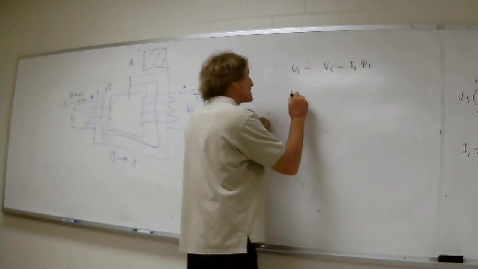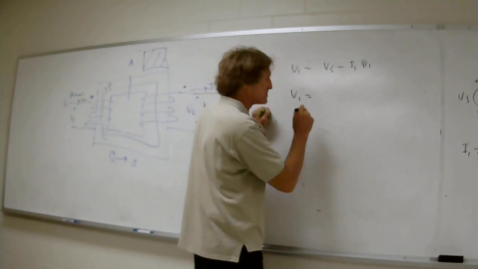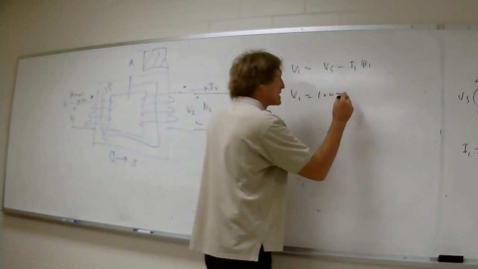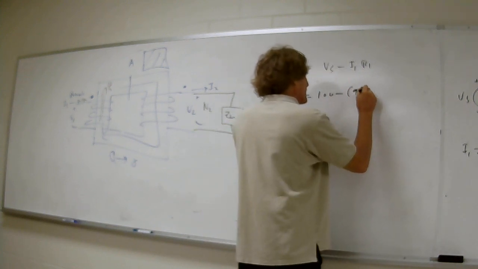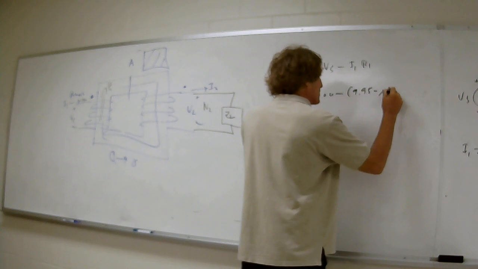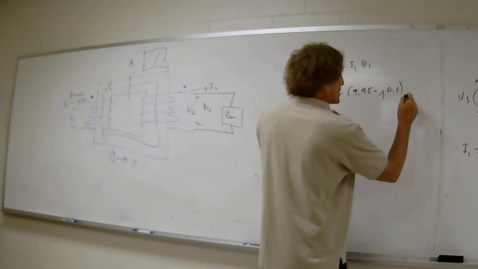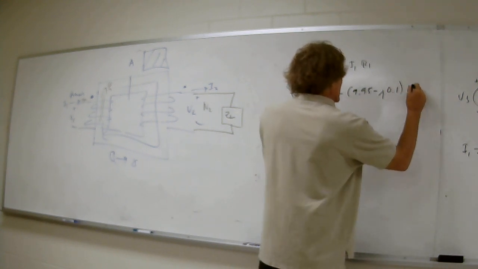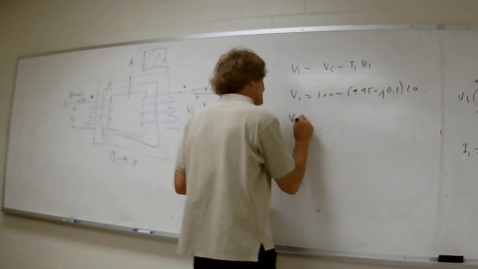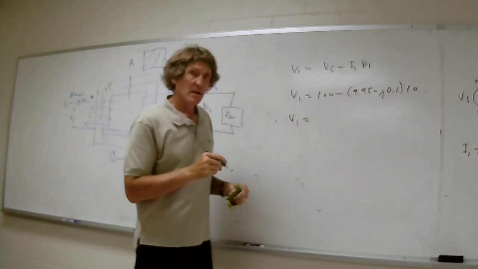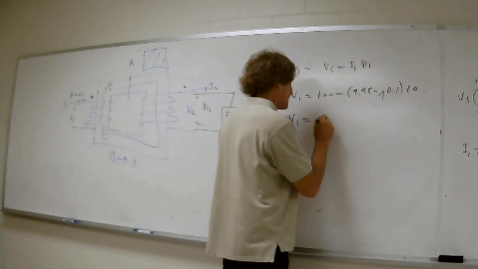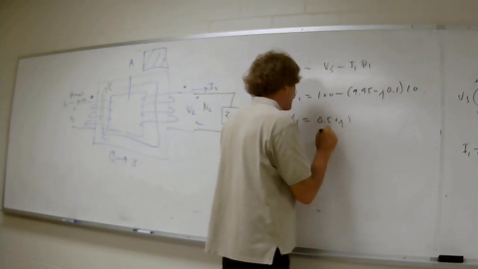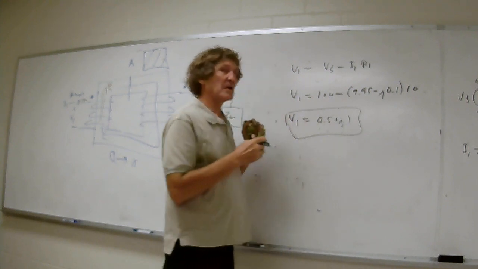What is it going to be? So V1 is equal to 100 volts minus I1, which is 9.95 minus J0.1, times R1, which is 10. You can give it to me in real and imaginary, it's fine. What is it? 0.5 plus J1. So that's the voltage V1, right?